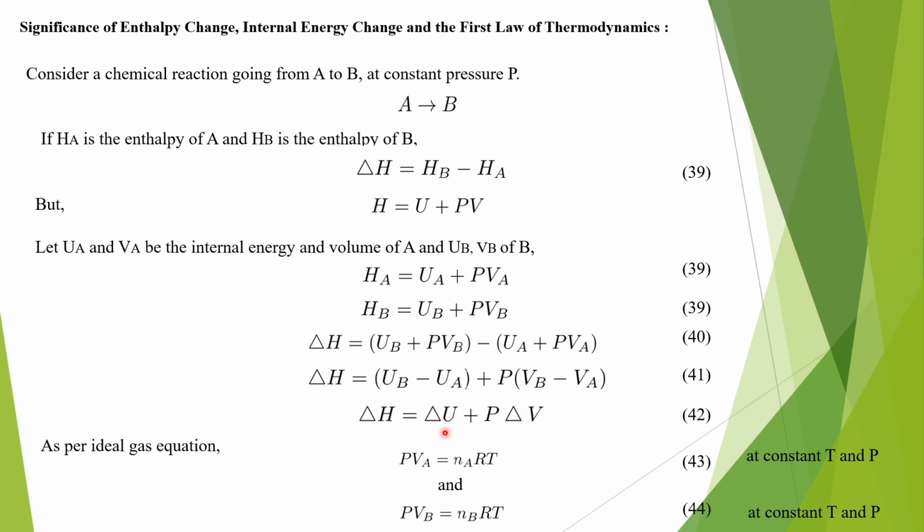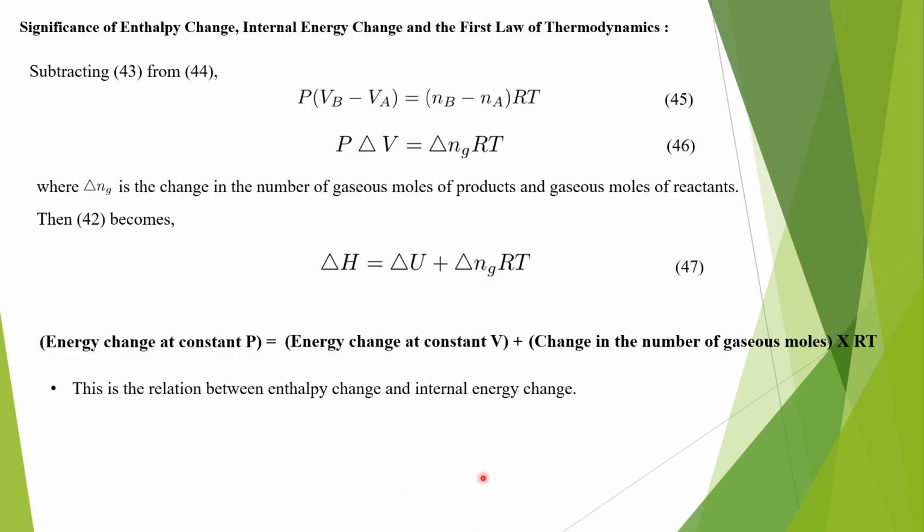Now, what is P delta V? Because PVA equals nA RT, and PVB equals nB RT. If we subtract them, we get P delta V is nB minus nA times RT, so P delta V is delta ng RT, where delta ng is the change in the number of gaseous moles of products and gaseous moles of reactants. So, we get delta H is delta U plus delta ng RT. The energy change at constant pressure, delta H, is the energy change at constant volume, delta U, plus the change in the number of gaseous moles times RT.